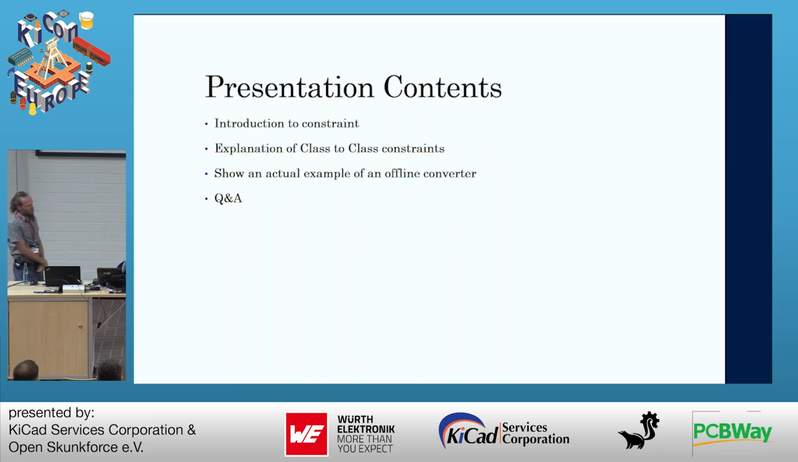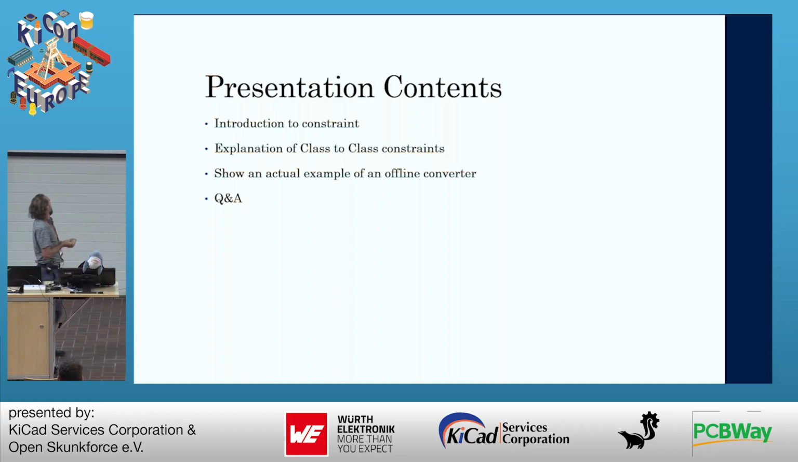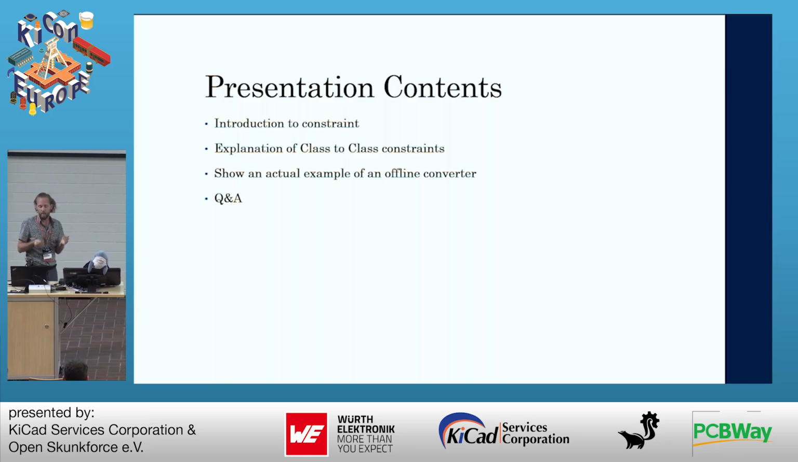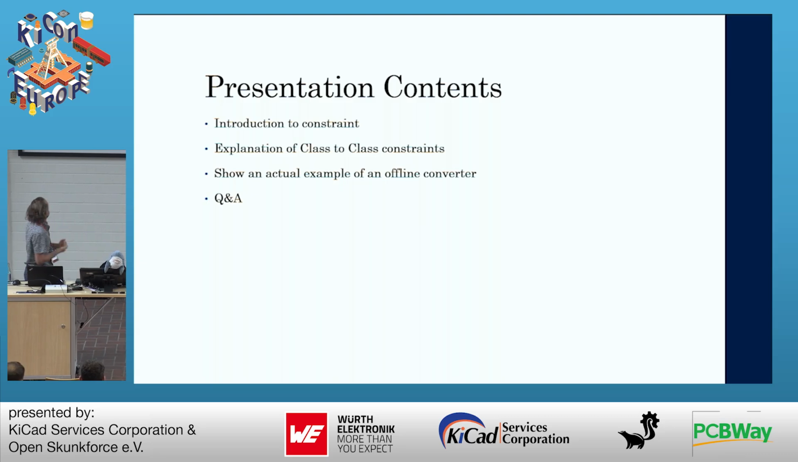The presentation itself, I will start off by doing some introduction to what constraints are. I assume that most of you have a pretty good idea of basic constraints, but I'm going to cover it anyway, just to go through the explanation of what we're doing. And then I will try to explain specifically what a netclass to netclass constraint is compared to regular constraints. And then we're going to dive into the actual design of an offline converter.